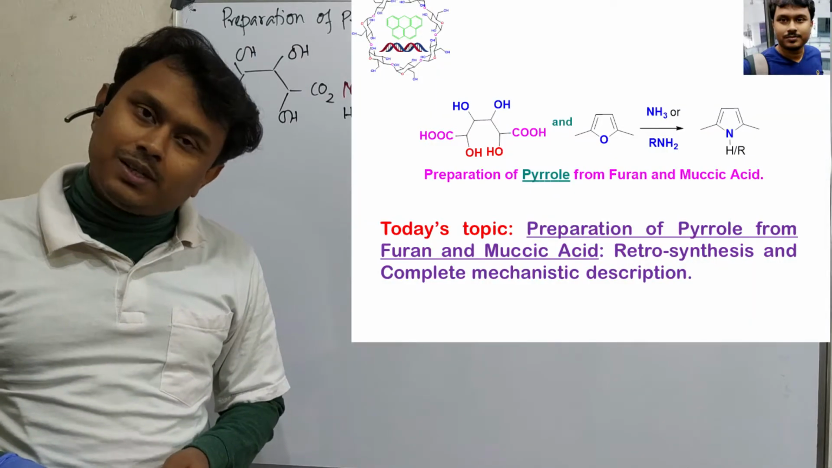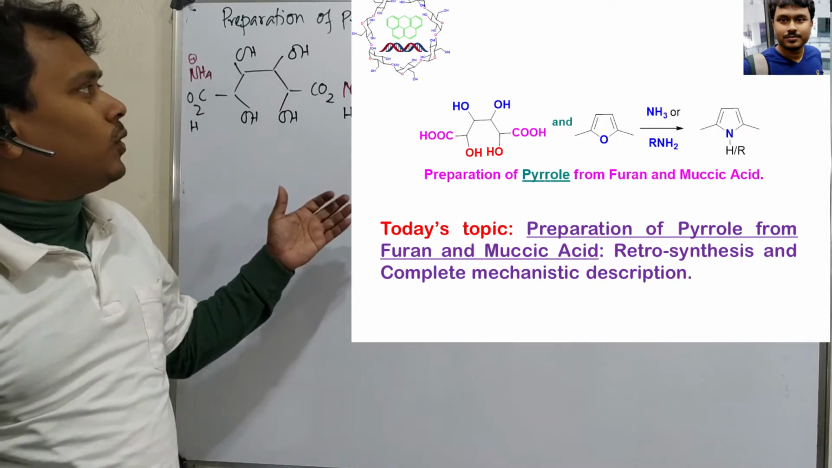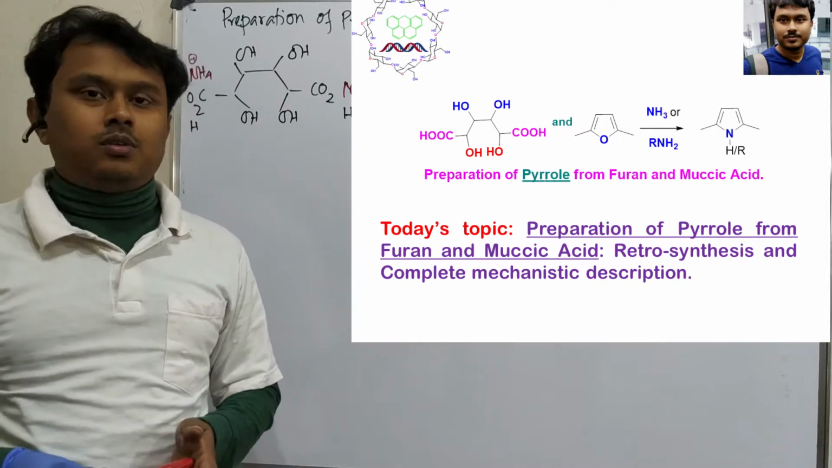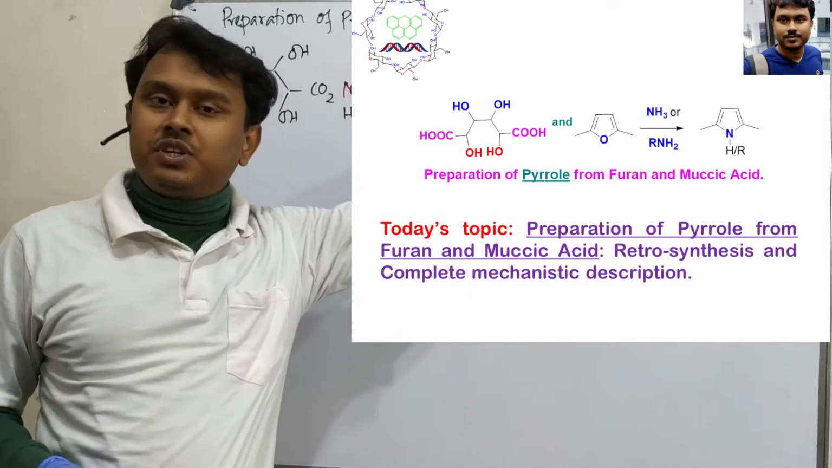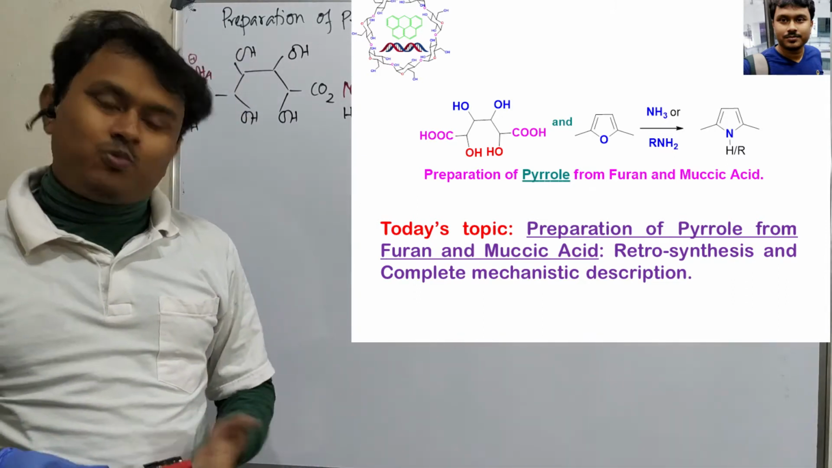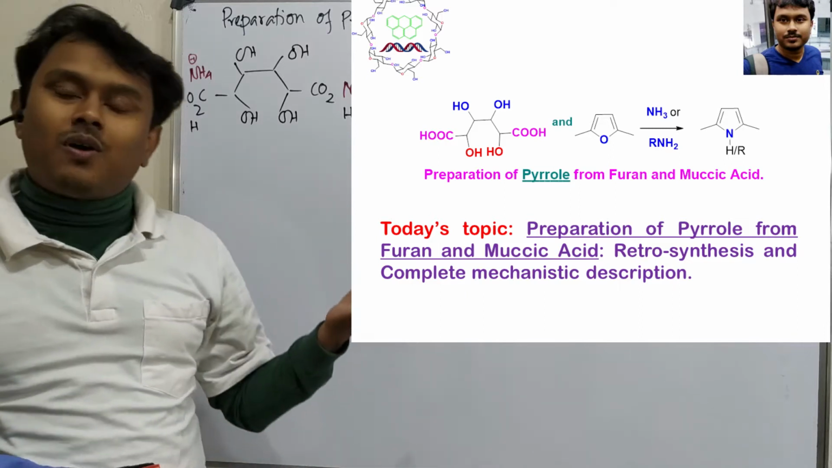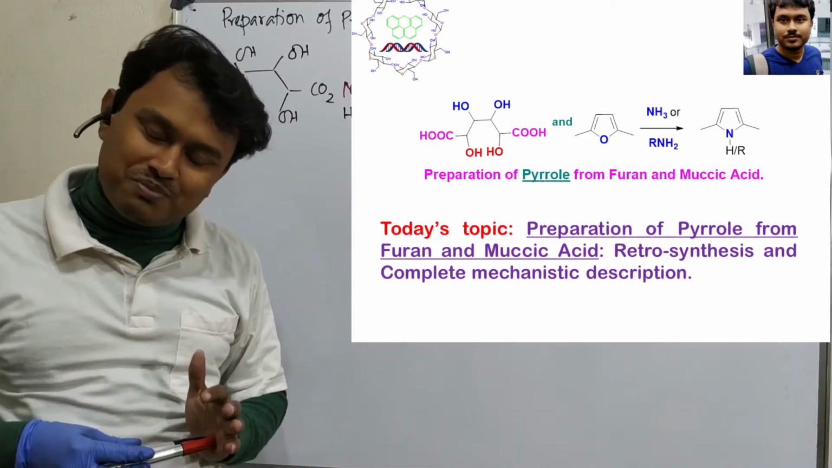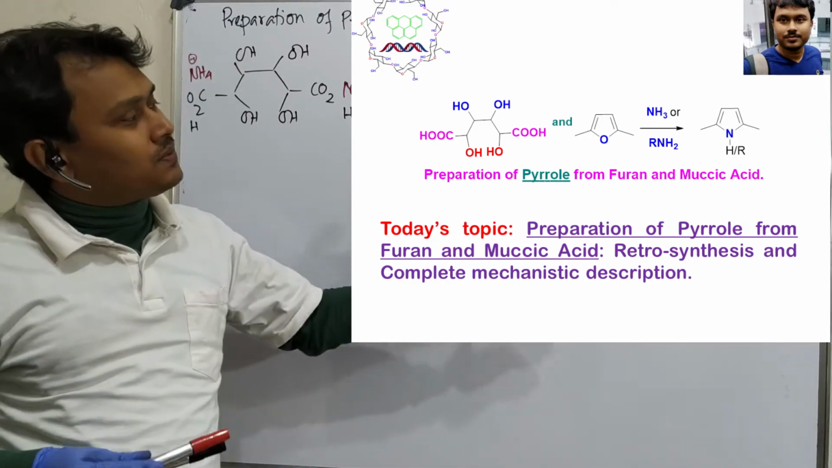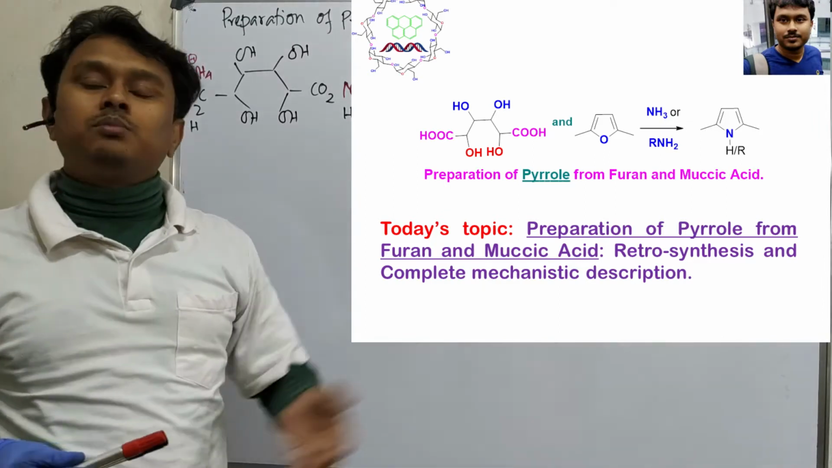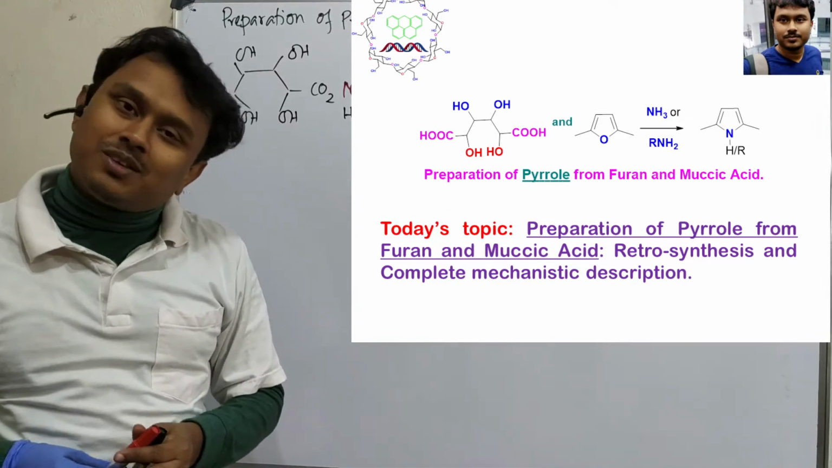So today we will discuss the preparation of Pyrrole, from one is Muccic acid derivative and another is Furan. Why are these two important? See, first of all, this Muccic acid method is a laboratory method for the preparation of Pyrrole, and second, this Furan to Pyrrole preparation is an industrial method.